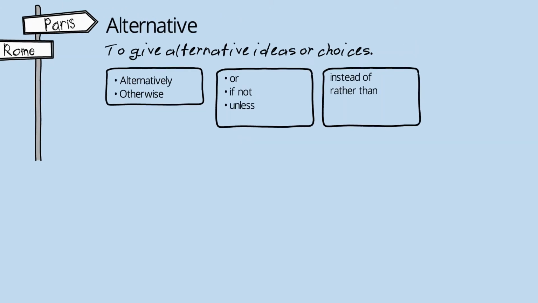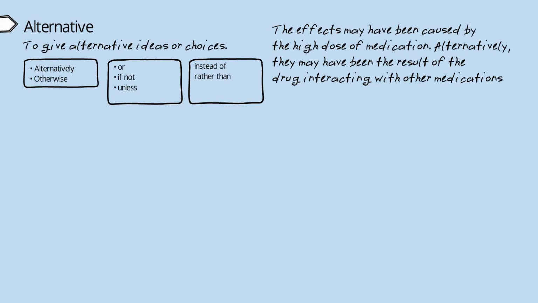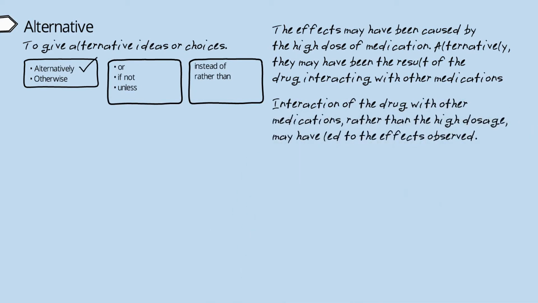So an example: the effects may have been caused by the high dose of medication. Alternatively, they may have been the result of the drug interacting with other medications. Interaction of the drug with other medications, rather than the high dosage, may have led to the effects observed. So again, that's an example of an other transition followed by a noun phrase, in this case the high dosage.